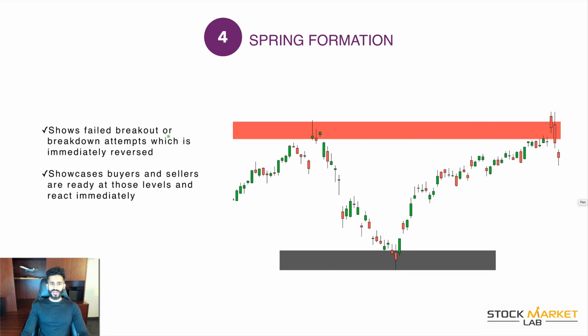All right. And the last one we have is spring formation. This shows failed breakout or breakdown attempts, which are immediately reversed, showcasing buyers and sellers are ready at those levels and react immediately. So basically, you can see the stock goes right into the supply zone, rejected. Goes right into the demand zone, rejected. Supply zone, rejected. It showcases that there are a lot of aggressive sellers or aggressive buyers sitting there that are immediately reacting to the price getting to that level.